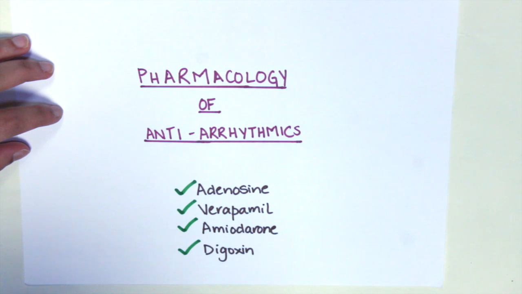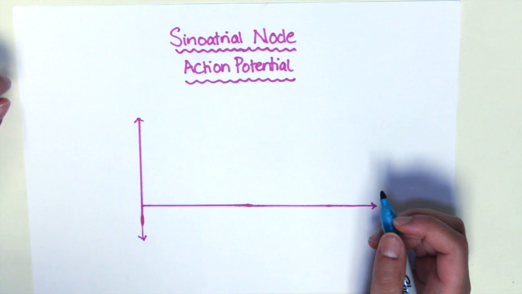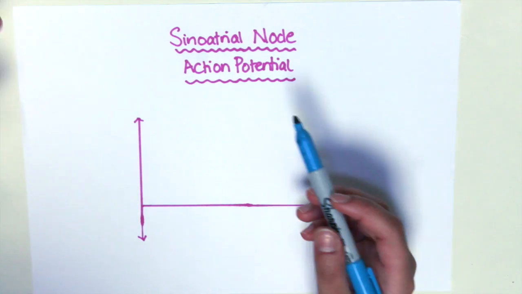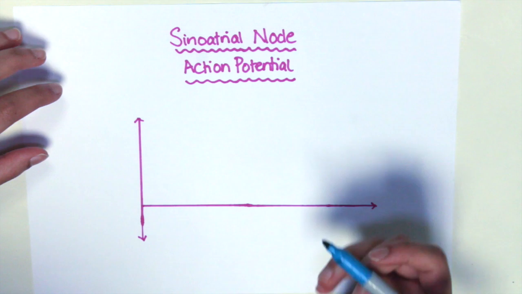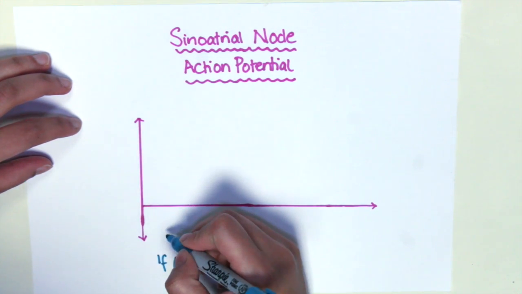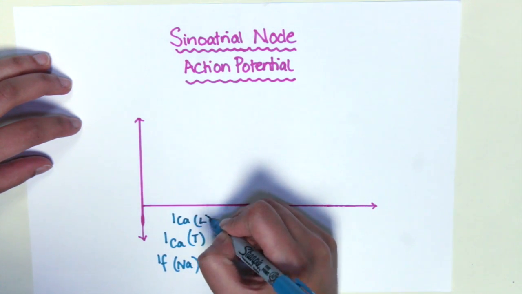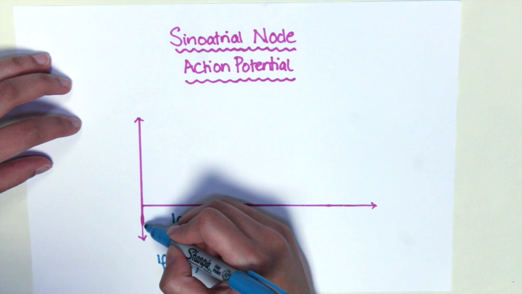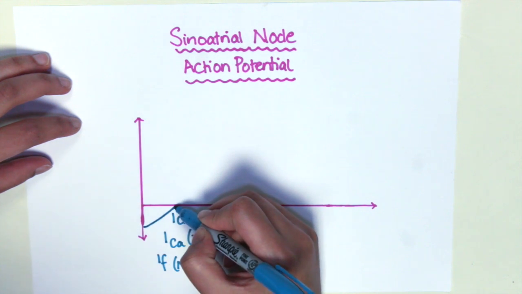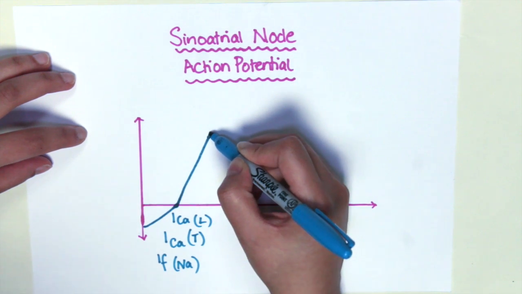Before we go into our antiarrhythmics, let's quickly review the action potential of the SA node cells, which we know is the pacemaker of the heart. It starts off with the IF sodium channels, transient calcium, and long calcium channels opening, letting both sodium and calcium enter into the cell, increasing the potential of the cell, called depolarization.